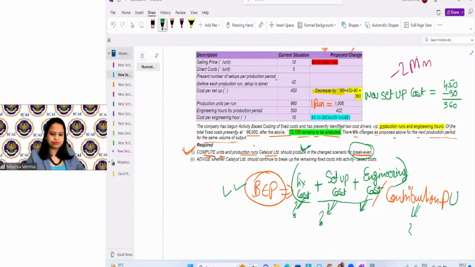All right. Now let's see what your fixed costs are, what your setup costs are if we have any setup costs here, what will be the engineering cost, and what will be the fixed cost. Can you tell me what engineering cost and fixed cost we will consider here? Yes.